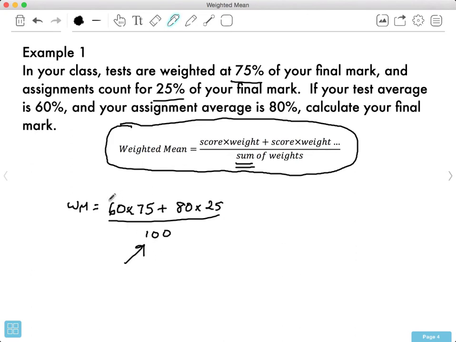Now when you type this into your calculator, you're either going to want to put brackets around the top of this fraction, or you're going to want to type in the top, press equals, and then go divided by 100 and press equals again. If you put it in correctly, you should get an answer of 65, which is a percent. Since your scores were percents, it'll be the same unit as whatever the scores are. And that is your final mark for the course if you were in this situation. Notice it's lower than 70 because your tests were lower than your assignments and they're weighted more heavily.